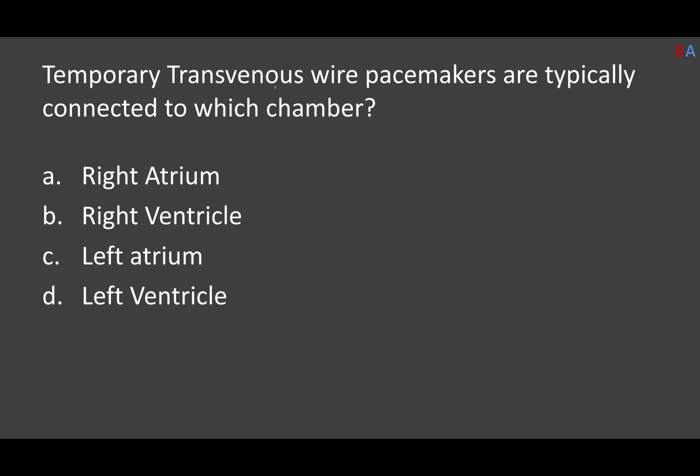Temporary transvenous wire pacemakers are typically connected to which chamber? And if you go back to the diagram, you can really see what those options are, but it has venous in the title, and so you can kind of check off the left side of the heart because that's more of the arterial side, which then leaves you with right atrium and right ventricle. And if you look at the diagram and how it was explained, it's not the atrium, it's that ventricle where most, pretty much all, temporary transvenous wire pacemakers are connected.